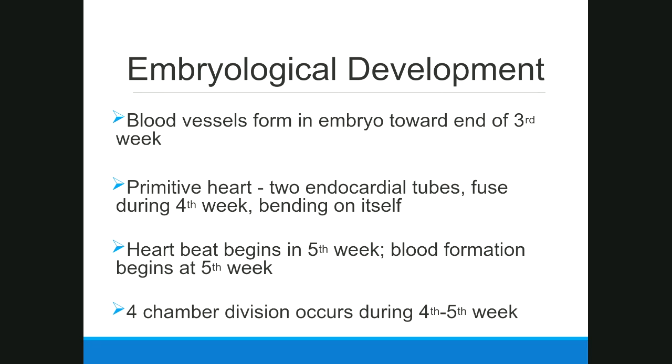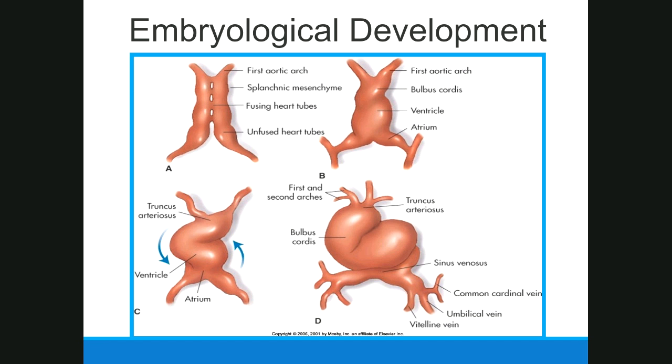And because it does happen so quickly and it is so intricate, one small misstep is what leads to the myriad of congenital heart defects that we see. So starting in the top left corner with figure A, this is out of your textbook. Those are the 2 endocardial tubes that we have. And like I said, in the 4th week, they fuse together and then start twisting and bending on themselves to work towards the normal 4-chamber appearance that we see in the heart.